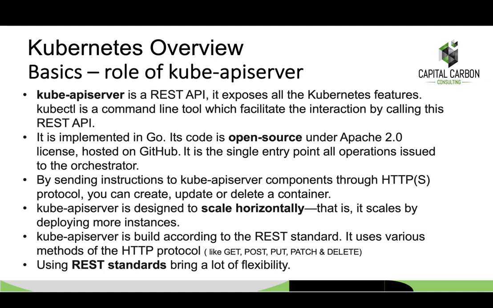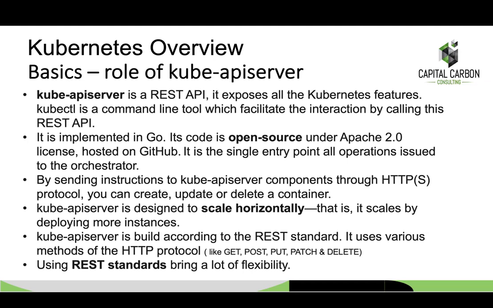So the basic role of Kube API server. Kube API server is a REST API. It exposes all the Kubernetes features. Kubectl is a command line tool which facilitates the interaction by calling this REST API. It is implemented in Go. Its code is open source under Apache 2.0 license, hosted on GitHub. It is a single entry point for all operations issued to the orchestrator.